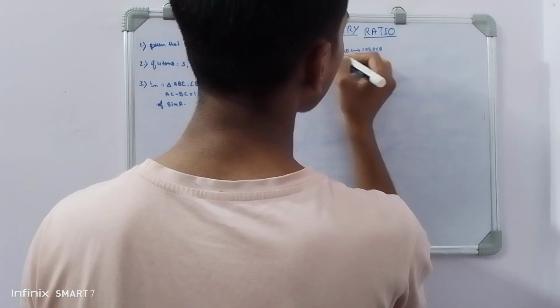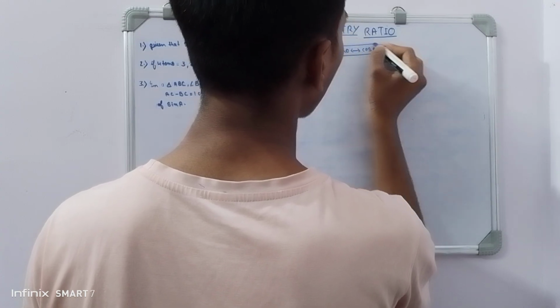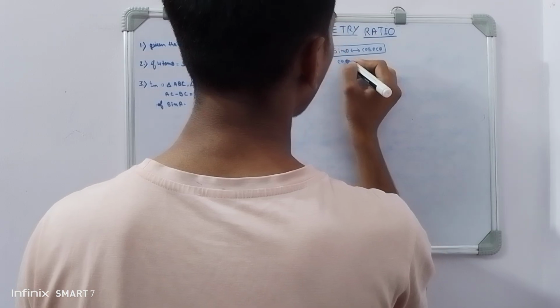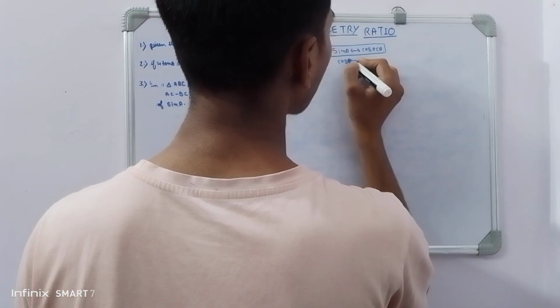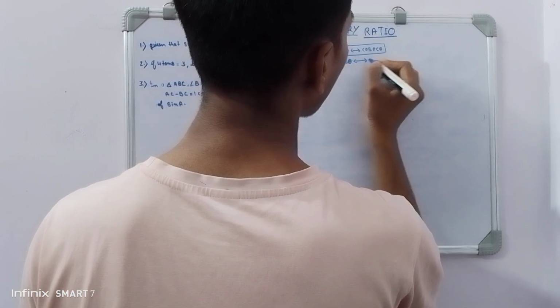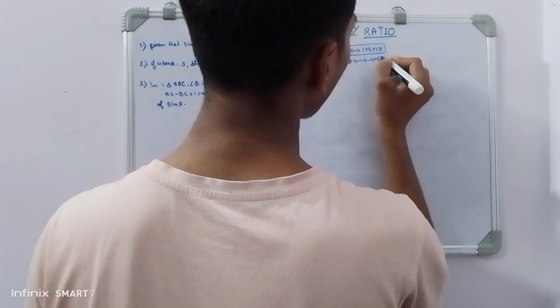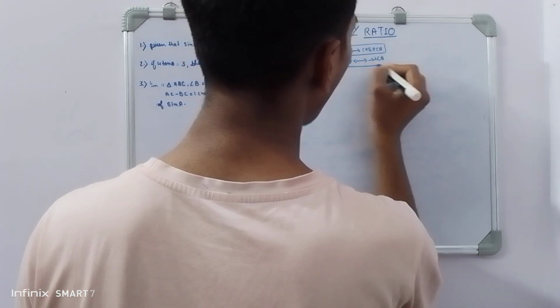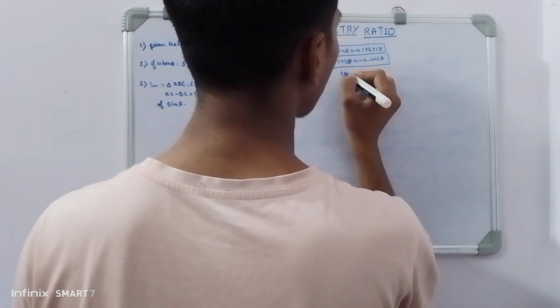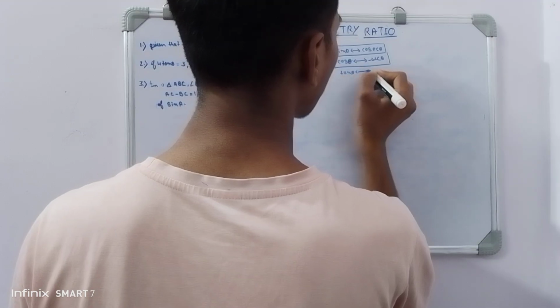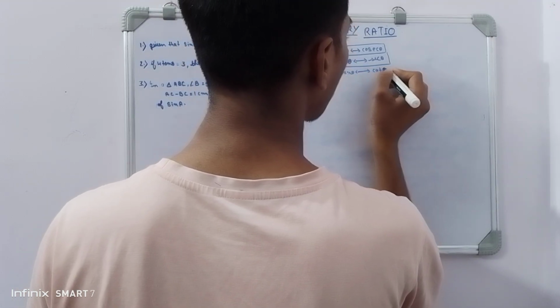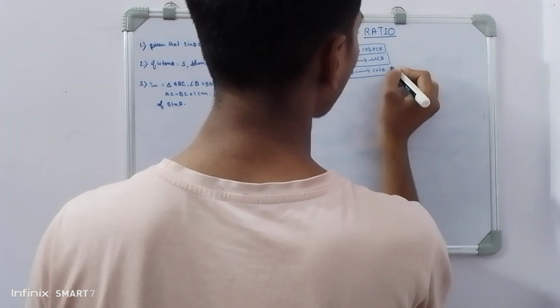This is the first thing which you have to remember. And the cos theta reciprocal is the sec theta, the second thing which you have to remember. And the tan theta reciprocal is the cot theta. These are the 3 things which you have to remember.